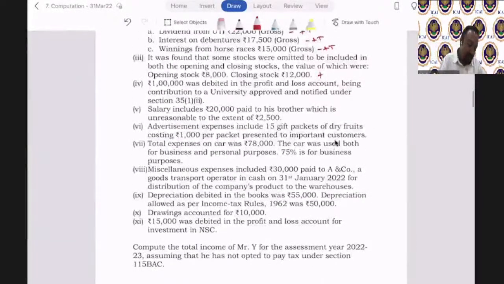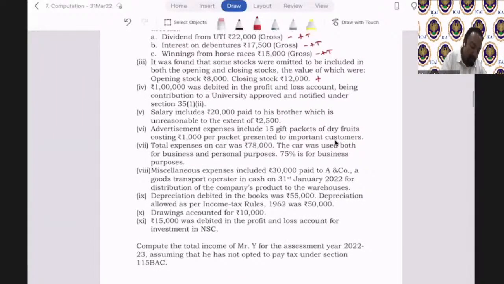1 lakh was debited to the profit and loss account, being contribution to a university approved under notified provisions. So whatever adjustment you need to do for your business or profession, technically, for scientific research, as far as the provision goes, 100% is an eligible deduction. So whatever is already provided in the P&L, I need not do anything. So I only give a note.